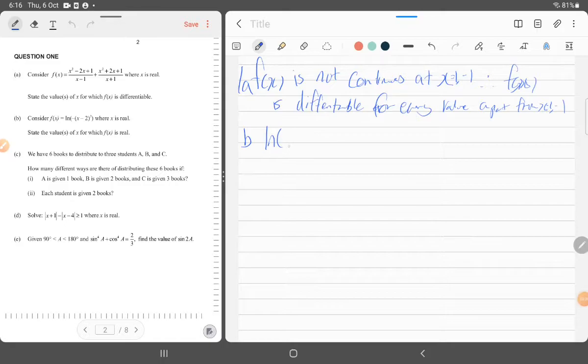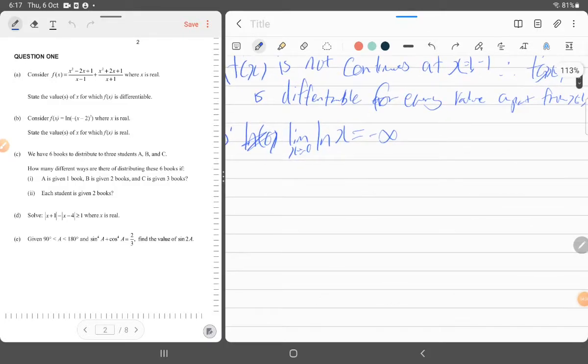and for a natural log to be real, it must be greater than 0. Actually, the limit as x approaches 0 of natural log of x is negative infinity, because natural log goes like this in a graph.